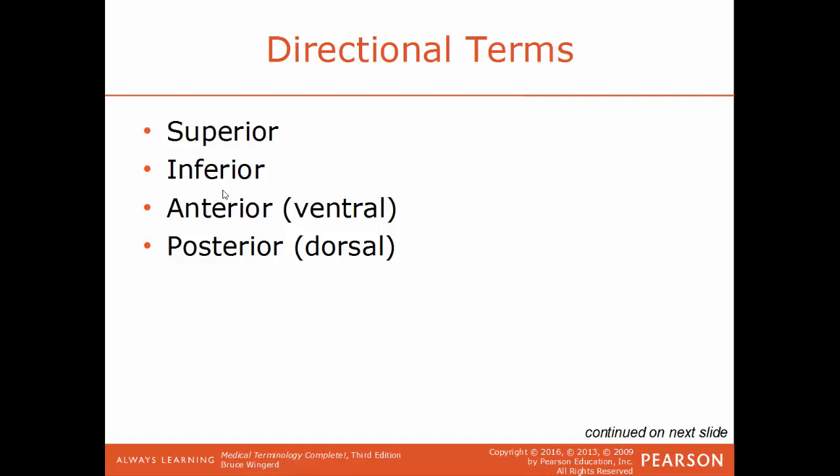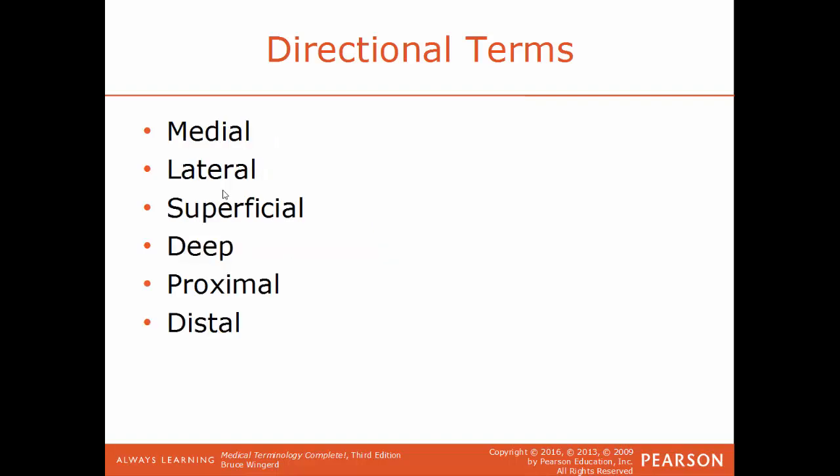Here are those word roots with the most common suffix ending you'll find with them. Superior, inferior, anterior, or ventral. Those are the same. Those reference the same direction, toward the front. Posterior or dorsal. Those are also interchangeable terms. They mean the same thing, toward the back. Medial, toward the middle. Lateral, toward the side. Superficial, closer to the surface. Deep, more internal. So a superficial cut is not that big a deal. A deep cut is a big deal because it's getting more internal into the body. Proximal and distal. Proximal means close by.